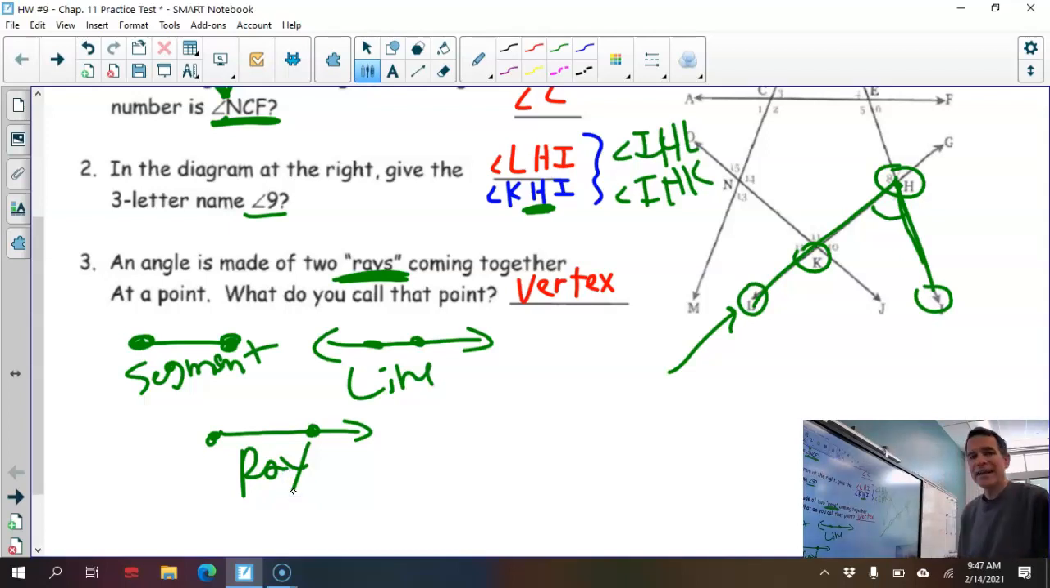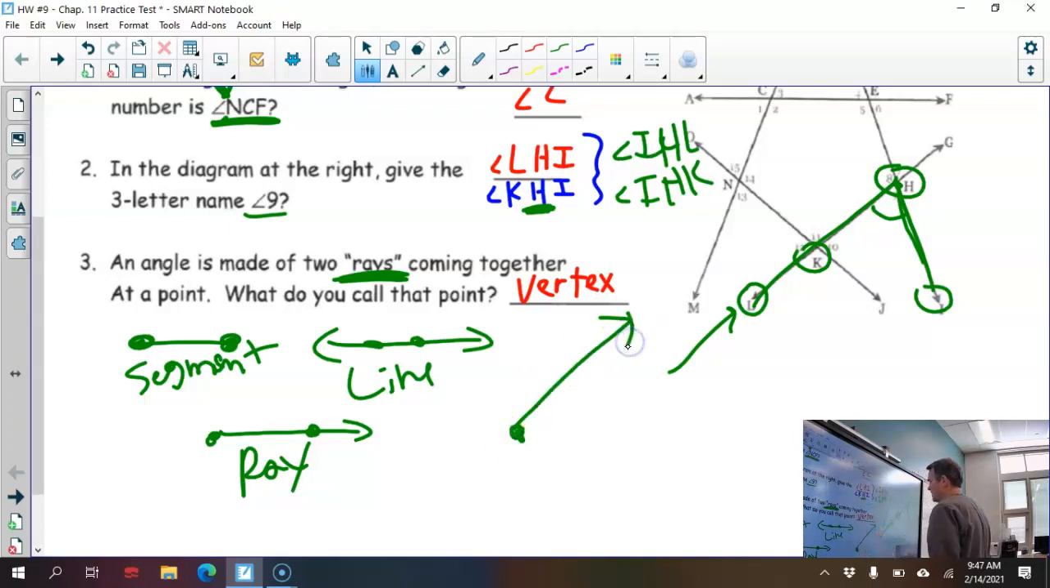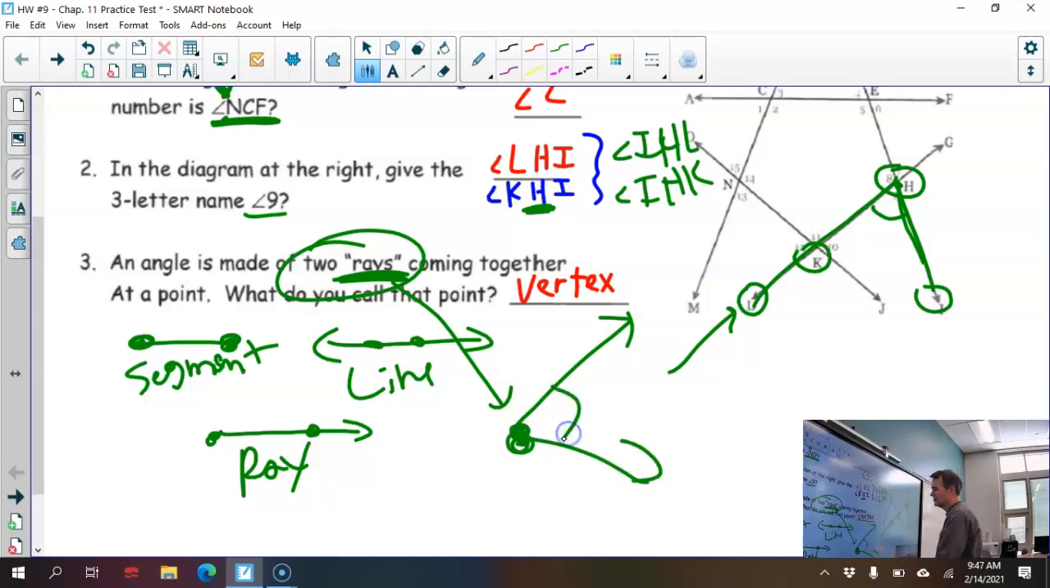And an angle technically is made up of rays, right? A ray starts at one point and goes forever. And if you have 2 rays that have the same endpoint, then they make an angle, and there's your angle, right? And that endpoint is called the vertex.